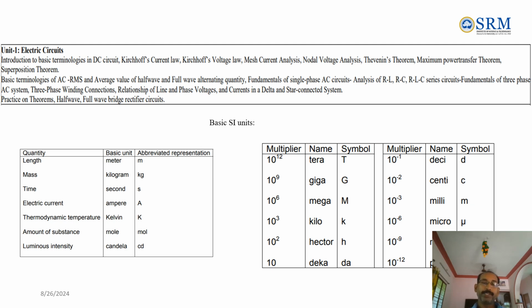So the basic SI units, you might have been familiar with these: length, mass, time, as well as the multipliers, 10 to the power of plus 12, plus 9, plus 6, plus 3, plus 2, plus 1. These are called tera, giga, mega, kilo, hecto, deca. In the same way, 1 upon 10, 1 upon 100, that is 10 to the power of minus 1, 10 to the power of minus 2, and so on, 10 to the power of minus 12, called deci, centi, milli, micro, nano, pico.